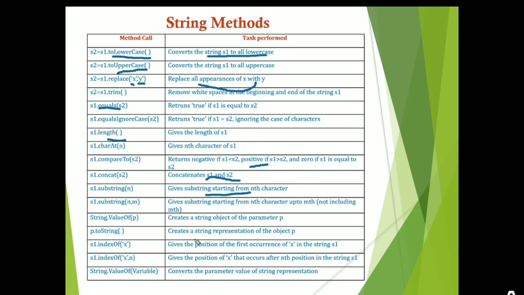Create the string representation of the object P. And indexOf gives the position of the first occurrence of x. S1.indexOf(x): the character x, how many times it occurs in the S1 string, and it returns the first occurrence of this x character.